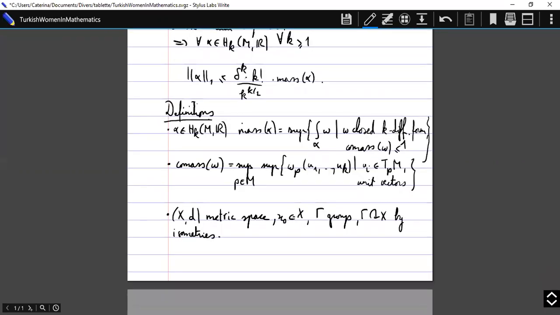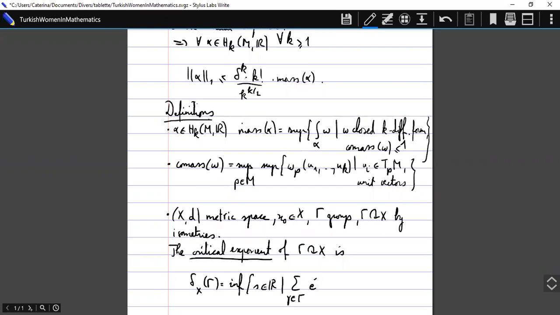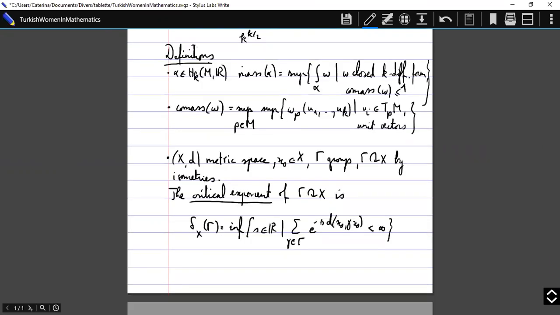So in this situation, you can define the critical exponent of the action of gamma on X. And what is it? It's denoted by delta X gamma, and it's the infimum of the S in R such that this sum of e to the minus S d(x0, gamma x0) converges. So it's the smallest S that makes this converge. If S is very big, of course, this will be very small, and we look for the smallest. So it's a non-negative real, and this is why it's called critical exponent. It's the exponent that makes this converge.